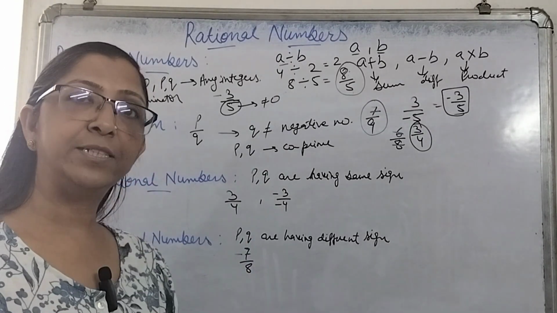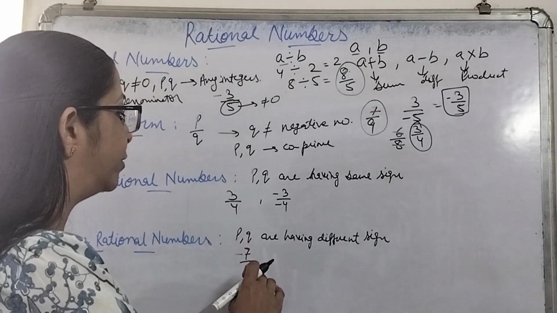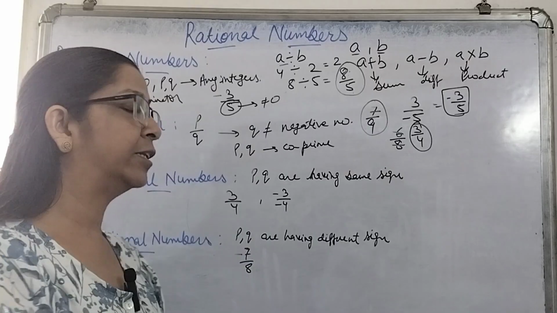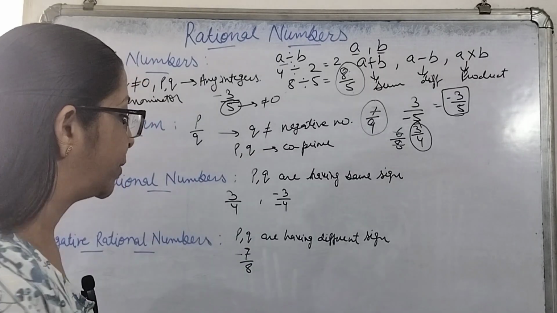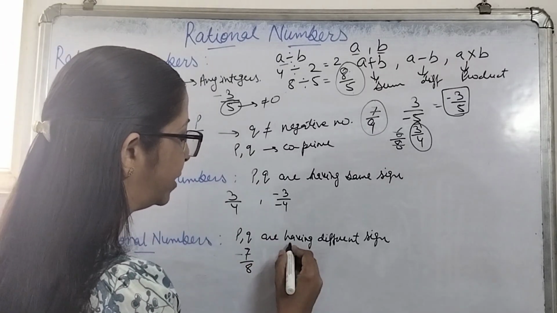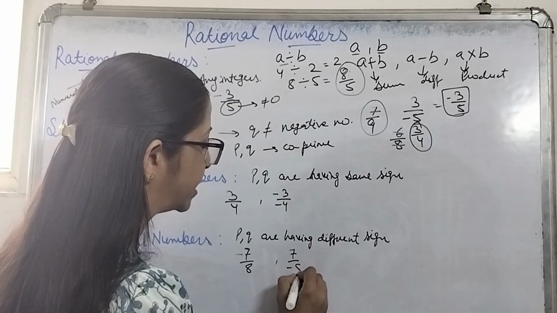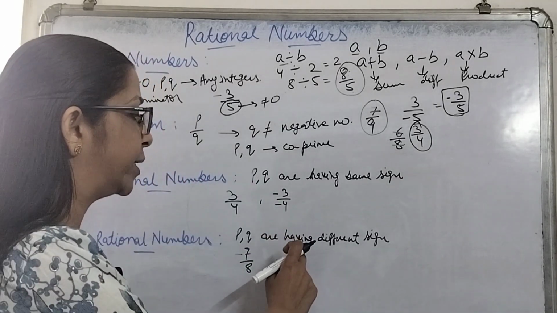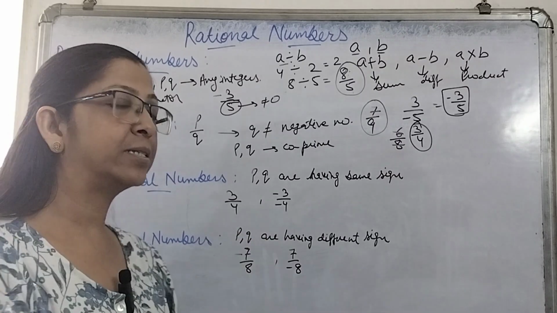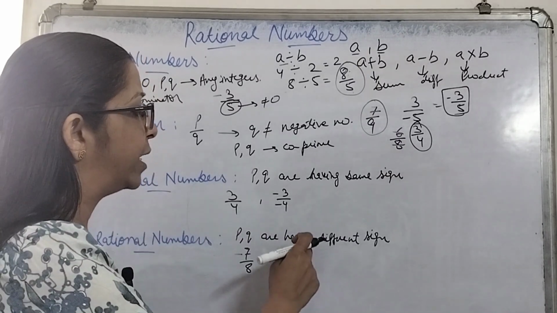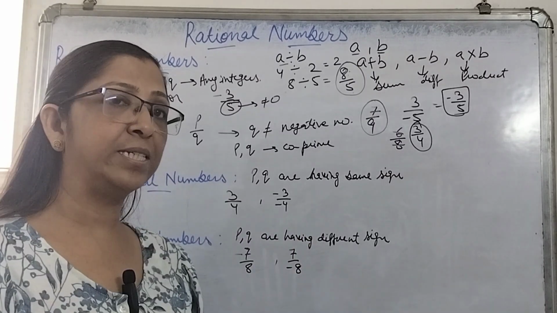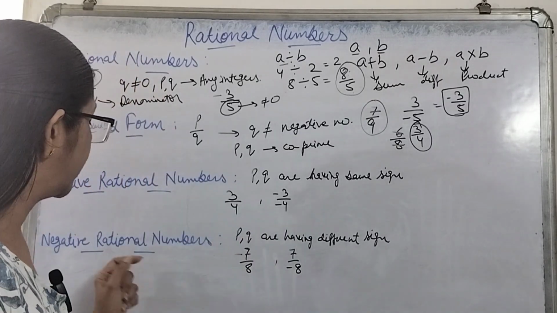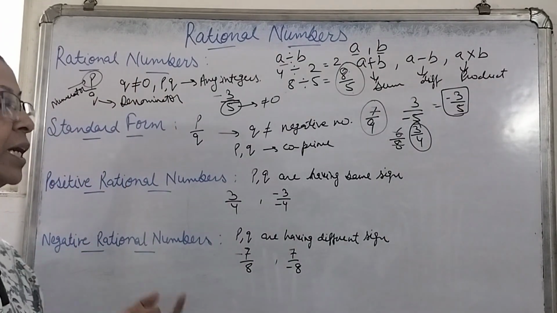This we have learned in the chapter on integers, that if we divide two integers having different signs, then the quotient is negative only. Along with that, if your example is say 7 upon minus 8, then also the quotient will be negative, because one has the positive sign and the other has the negative sign. Both have different, opposite signs. That's the reason the quotient will be negative, and such rational numbers are known as negative rational numbers.